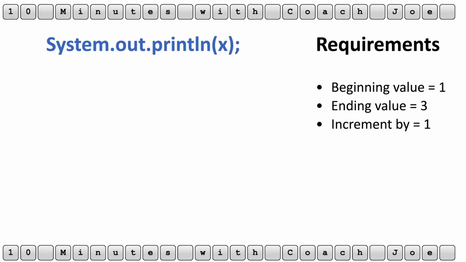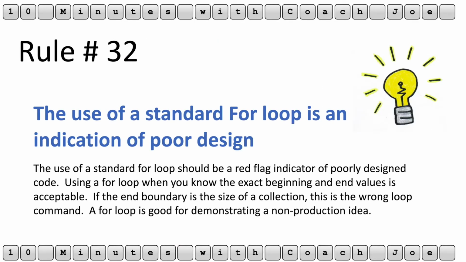Before we continue, I would like to point out Coach Joe rule number 32. The use of the standard for loop may be an indication of poorly designed code. It is acceptable to use the standard for loop when you know exactly how many times you need to execute a block of code, or if you're demonstrating a non-production idea. Don't use this for loop for collections.